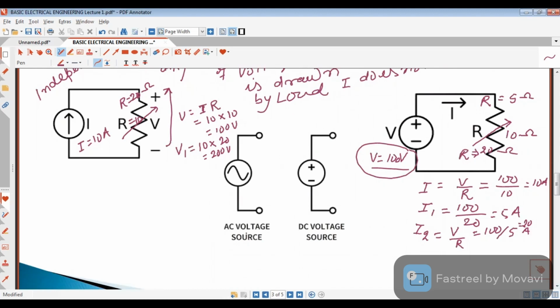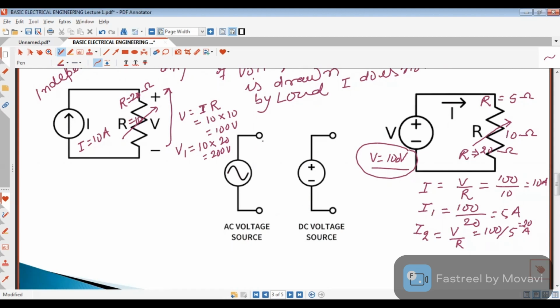The independent AC source is represented like this. Here, sinusoidal shape is given. This source is DC source. These two sources are independent AC source and DC source.